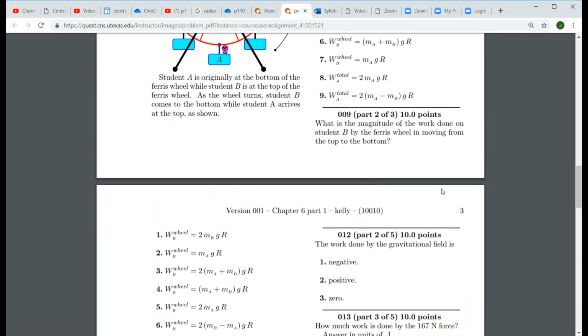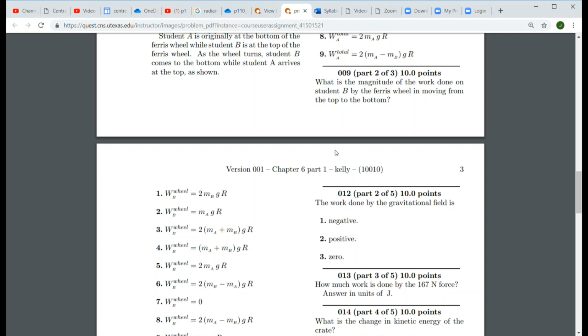That was easy. And then part 2 of 3, what is the magnitude of the work done on student B by the Ferris wheel in moving from the top to the bottom? So B is riding down to the bottom. The Ferris wheel more or less is pushing up on the student with a normal force from the seat. So the seat, or the Ferris wheel, is pushing up on the student as the student is having a displacement down going from the top to the bottom. So it seems like it's a negative work to begin with. Oh, I guess that doesn't matter because we're only asked for the magnitude of the work, so forget about the minus sign.